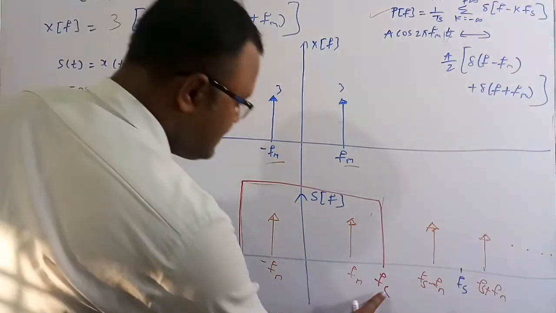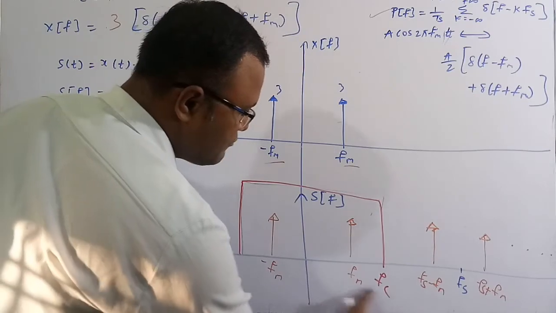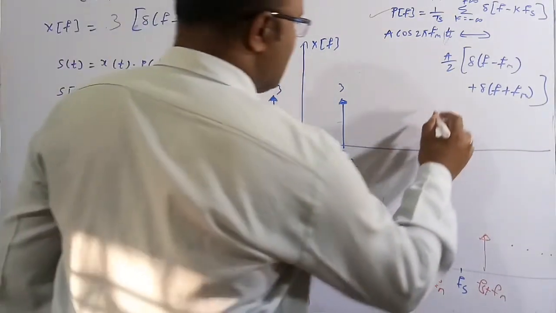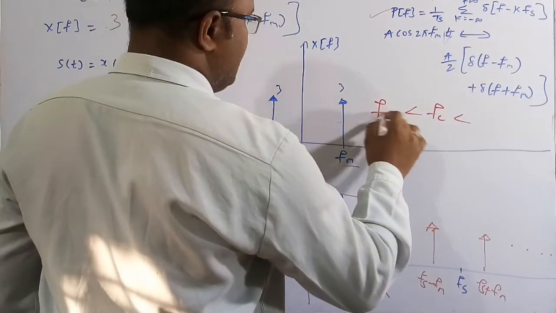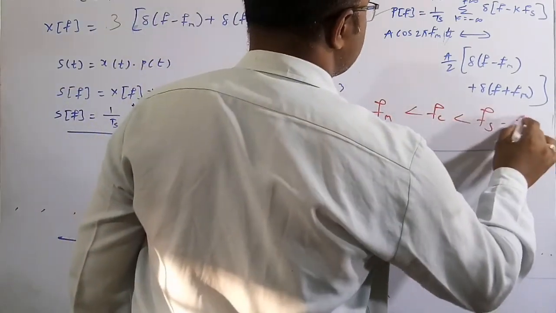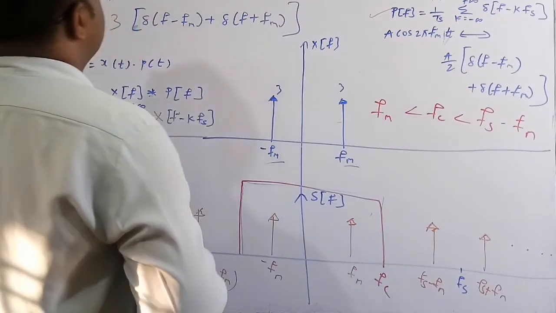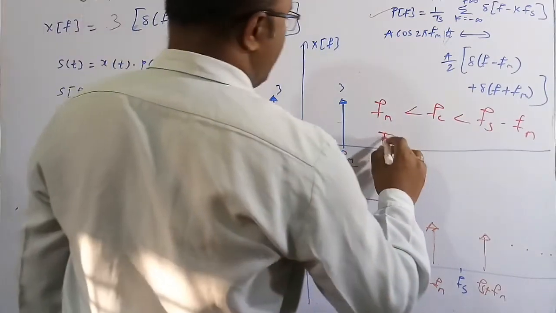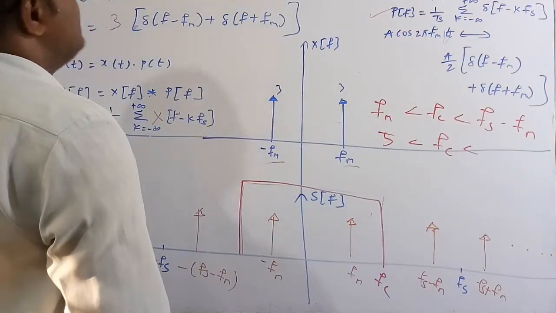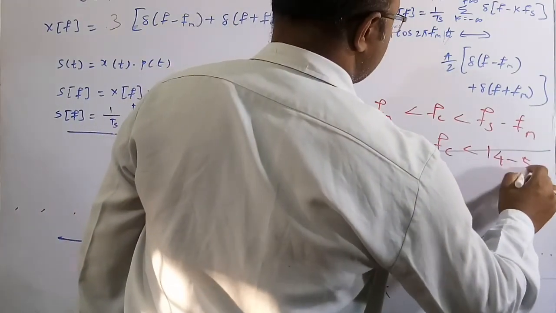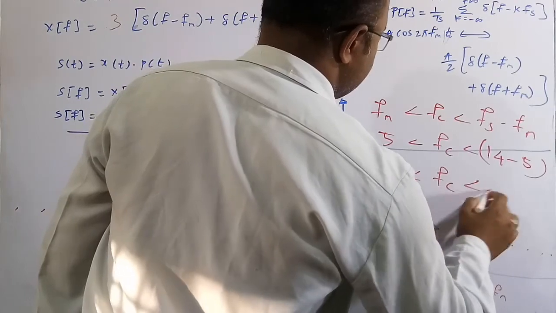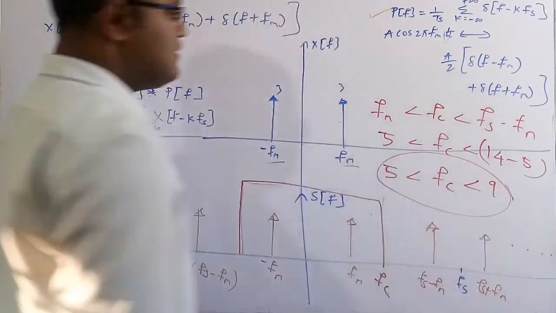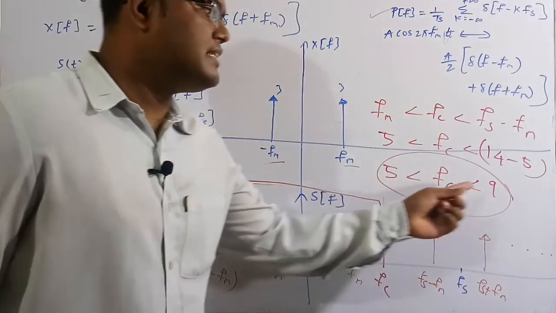Therefore this frequency fc has to lie between fm and fs minus fm. We know the value of fm, which here is 5, and fs here is 14. So 14 minus 5 is 9. Therefore fm less than fc less than 9, so this cutoff frequency has to lie between 5 hertz and 9 hertz.